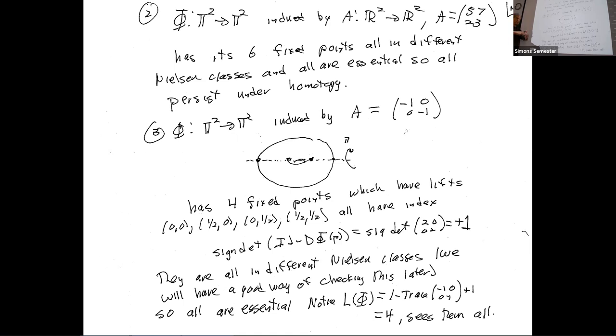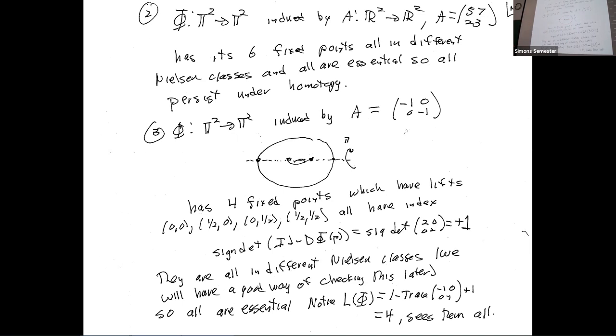It's z goes to minus z in complex notation, or you're taking the torus and flipping it around that axis. It turns out there are four fixed points, and they all have index plus one. Here's the computation: here's the matrix, we compute this thing, and they all have index plus one.